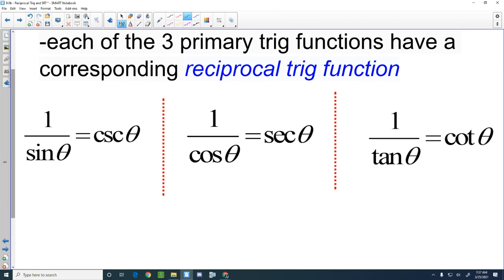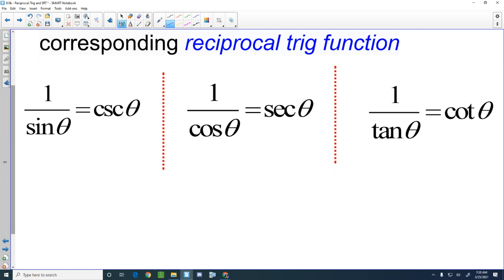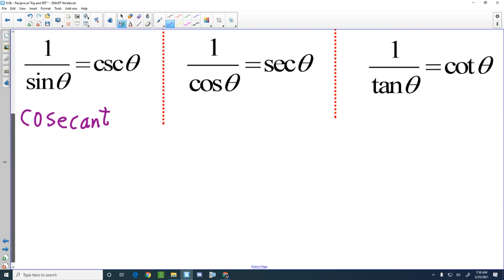You might not remember them since it's brand new. And yeah, it's CSC, SEC, COT. What on earth do those stand for? They're the reciprocal of sine, 1 over sine, CSC. This is actually called the cosecant. So CSC, cosecant.